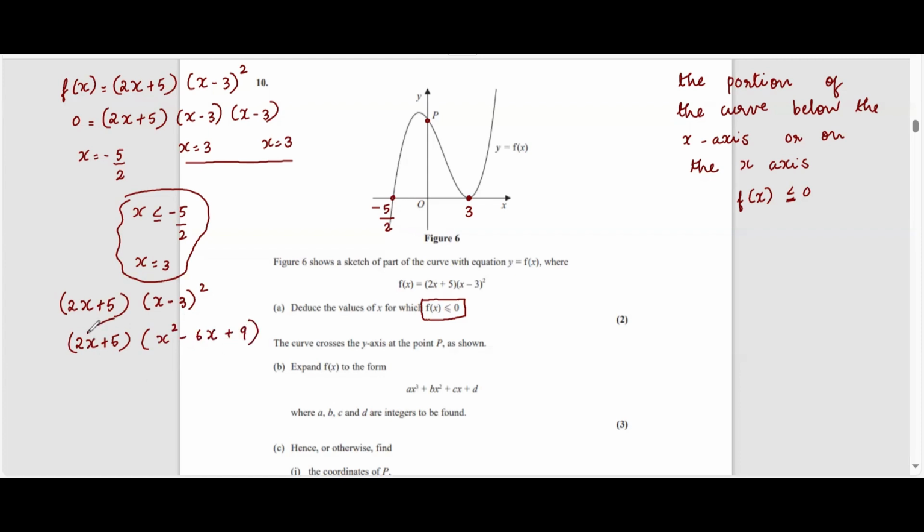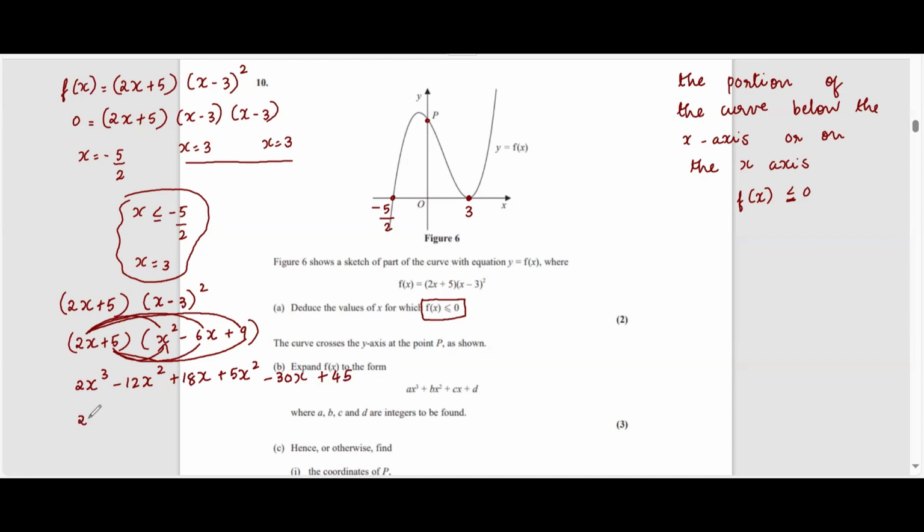Let's expand the bracket. 2x into x squared will give you 2x cubed. 2x into minus 6x will give you minus 12x squared. 2x into 9 will give us 18x. 5 into x squared, 5x squared. 5 into minus 6x, that is minus 30x. And 5 into 9, that is 45.